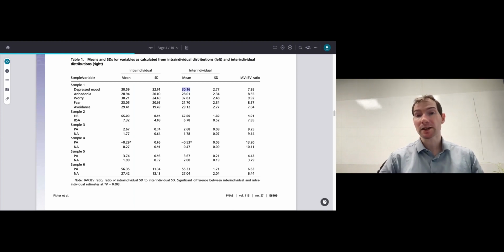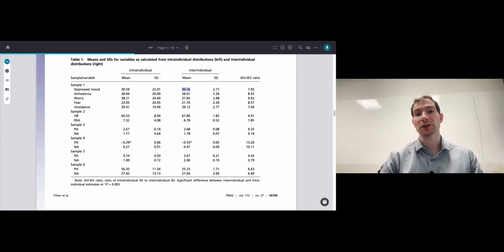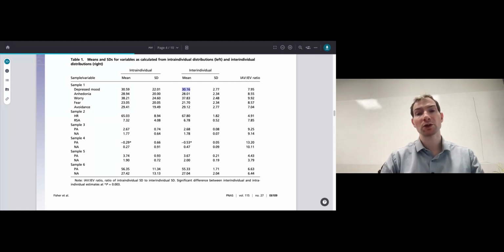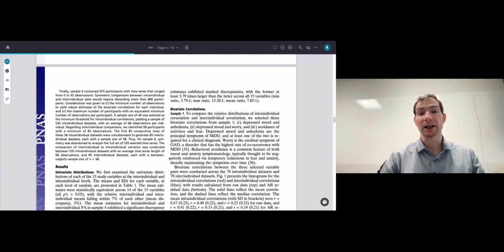However, if you look at the standard deviation, so SD stands for standard deviation, so essentially how you deviate from the mean, then for the intra-individual, so over time for a single individual, you would find a standard deviation of 22.01, while for the cohort, you would find 2.77. Okay, so there's almost a factor 10, let's say from 5 to 10, for the different variables people look at. So that's really something.